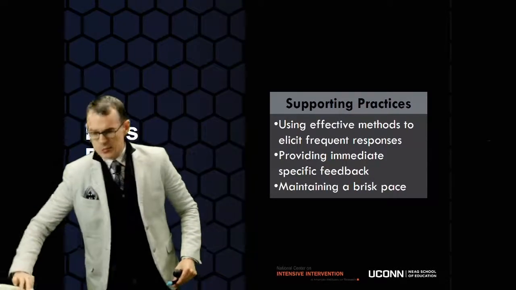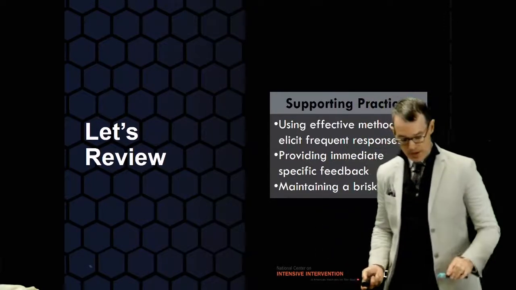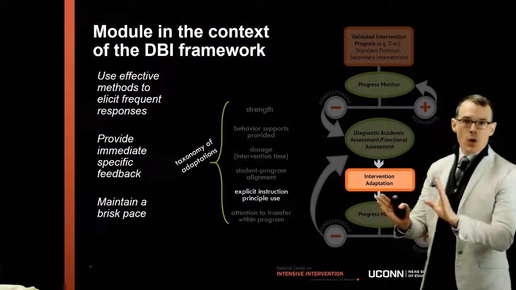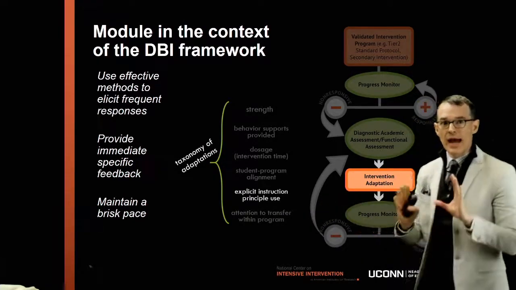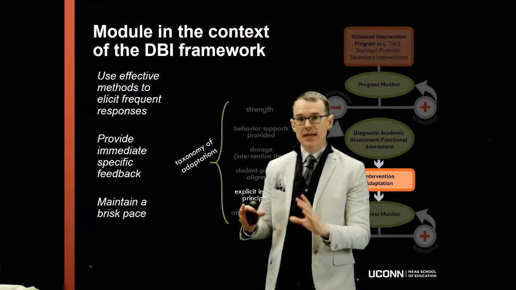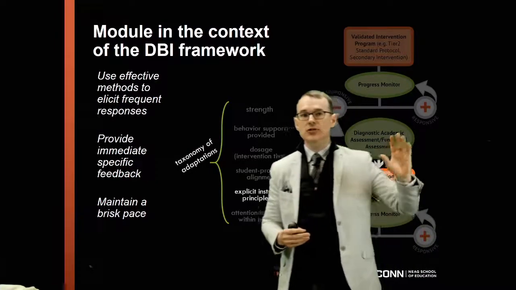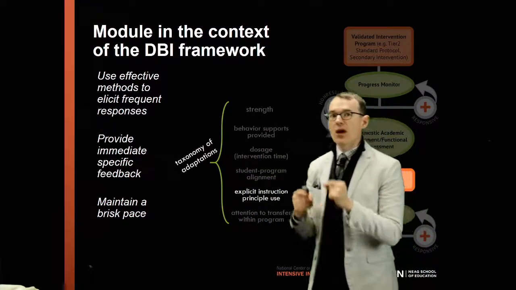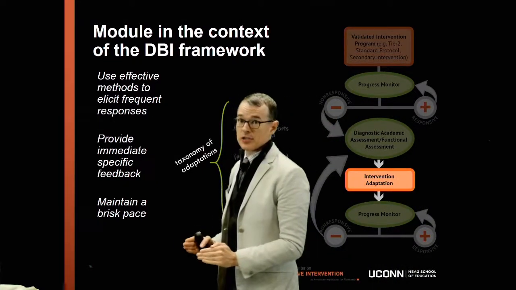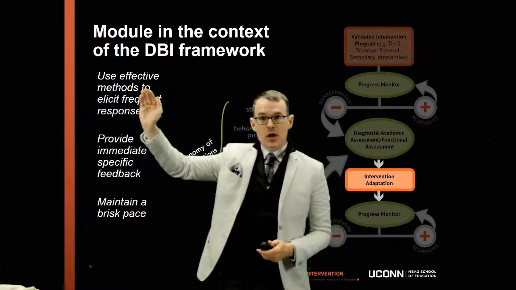So we're going to look at these supporting practices, each of them, and talk about their role in the DBI process. So here's the DBI process. And as we know, we are using explicit instruction as a what? As an adaptation from the taxonomy of adaptations. We've selected that in this case as the type of the adaptation we're going to make because in reviewing the student diagnostic data, we concluded that what we need to do to maximize student learning is to increase the amount of explicit instruction.